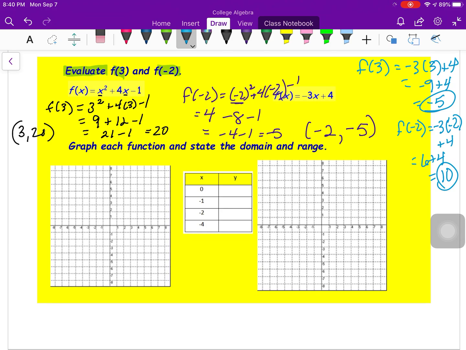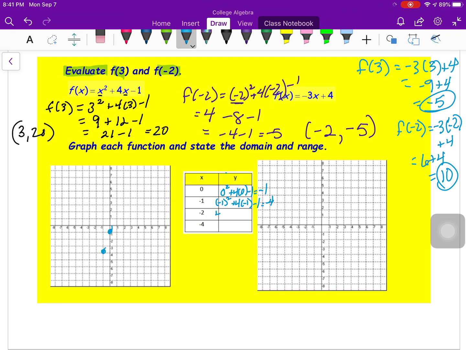It says graph each function, then state the domain and range. So in this first one, I'm going to put in 0. So 0 squared plus 4 times 0 minus 1 is negative 1. So 0, negative 1. Negative 1 squared plus 4 times negative 1 minus 1. That is 1 minus 4 is negative 3, minus 1 is negative 4. Negative 1, negative 4.